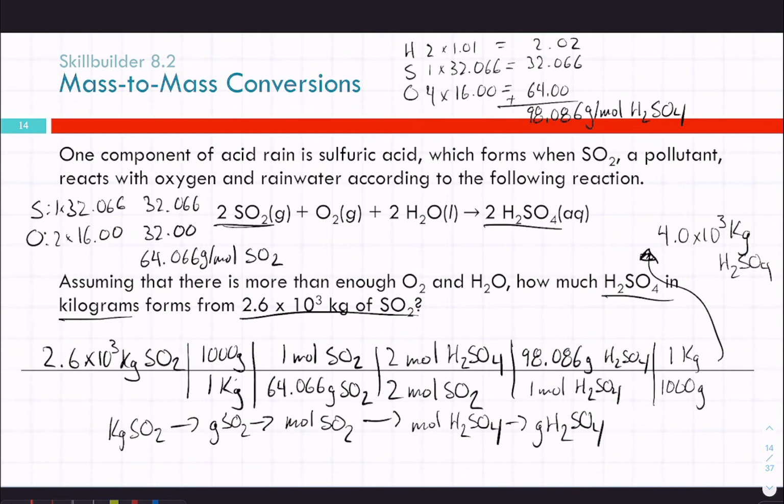These really are just conversion problems. The trickiest part, maybe, is remembering where the conversion factors come from. But aside from kilograms to grams, they're all calculated. They come from either the balanced chemical equation, or from the periodic table in terms of molar masses. So you're not going to have just a table of conversion factors for any of these. The closest you get to that is a periodic table.